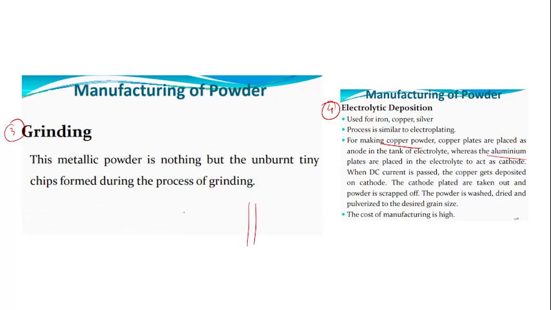Suppose this is your anode, this is your cathode, and this is your copper, and you want copper powder, and this is some other metal, suppose aluminum. When the DC current passes, there will be one electrolyte also. Then your anode material will start depositing on your cathode material. Then you will take this plate out and scrape off the copper from this plate, and that is how you will get the copper powder. So this is one more technique for manufacturing powder. The cost of this process is very high, but you can get the desired grain size.